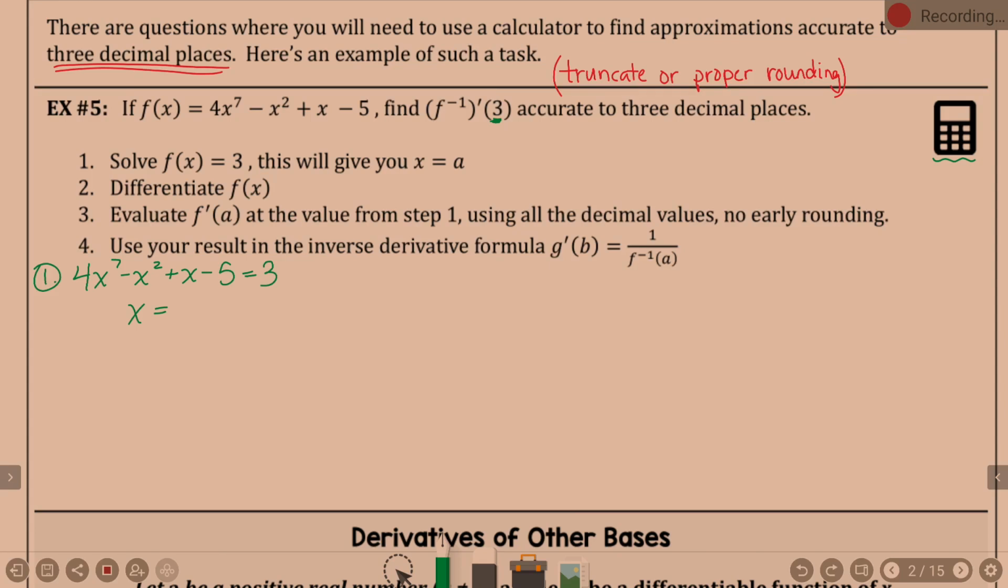Okay. Now, I'm going to keep that whole thing right now. I'm trying to remember.